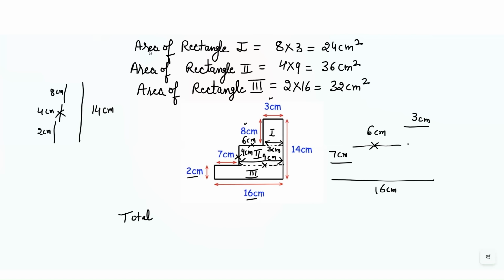Total area is equal to 24 plus 36 plus 32. If you add all these together, you will get 92 centimeter square. So that is the area of this particular shape. Now I can do this in another way around.